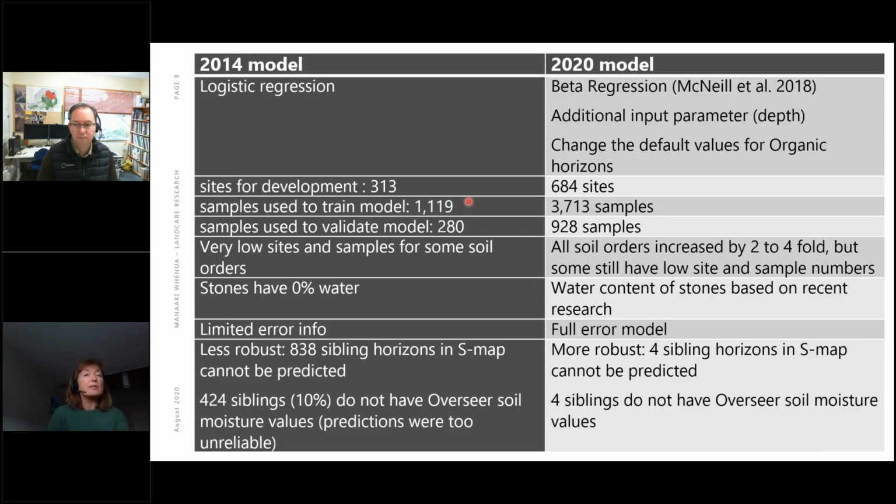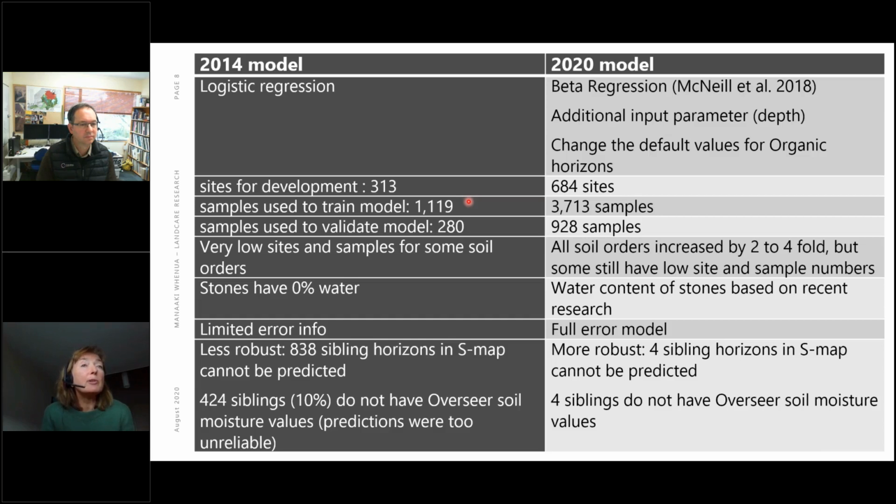Let's look at some of the differences between the 2 models. The 2014 model is based on logistic regression. The 2020 model, and this goes back to that paper where we trialed 3 different types of formulations for the model, and determined that the beta regression was the best format. We checked that again with the 2020 modelling, and it is indeed still the best form for our model.